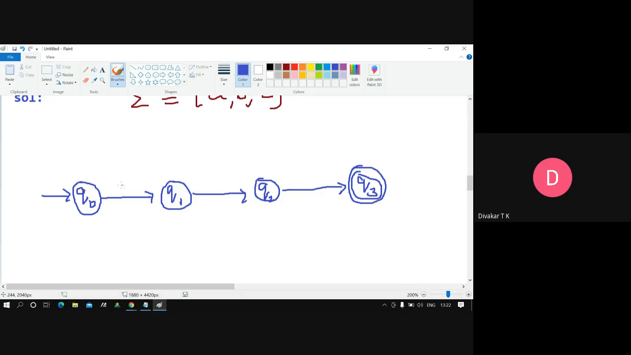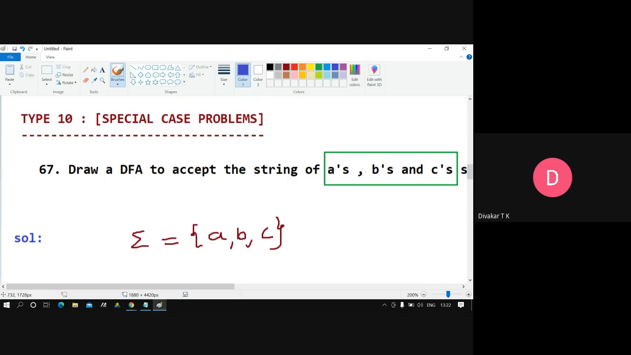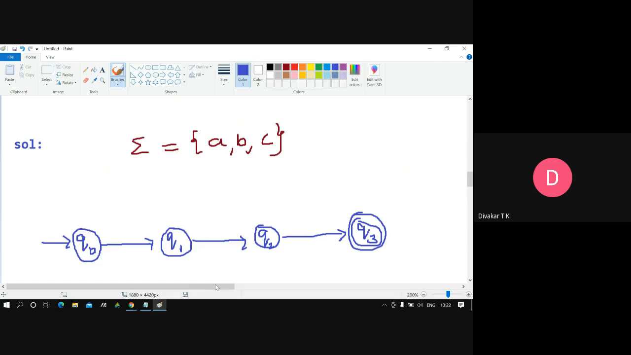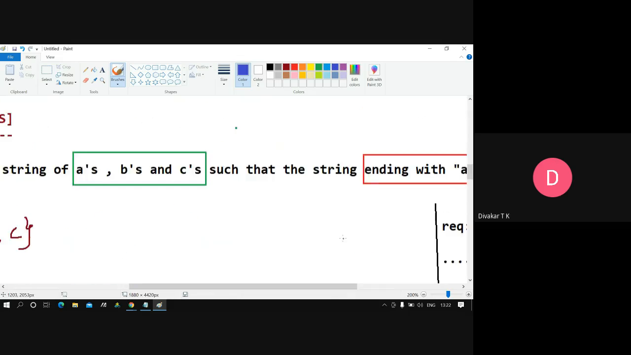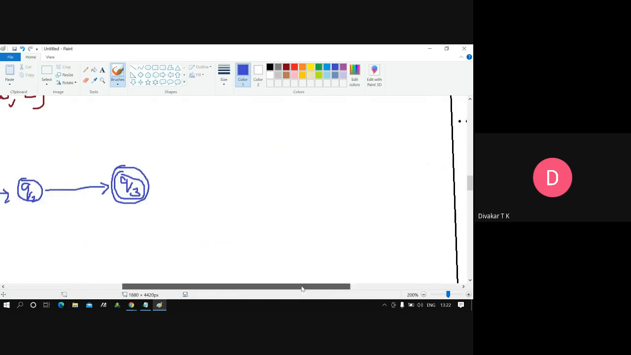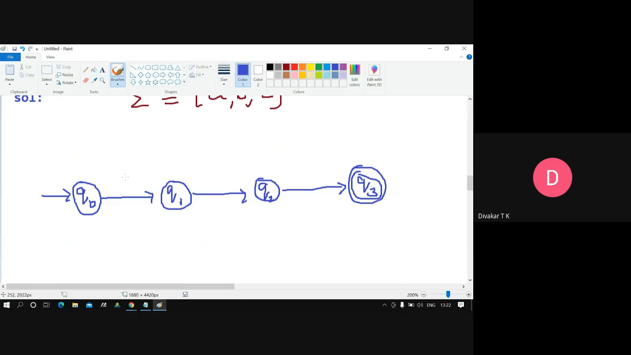So here from Q0, because it says ending with ABC. I told that 100 times: ending, starting, anything it may be. If they're given, you are supposed to write A, B, C. Whatever the required string they have given, straight away you write it, start it and end it. So now ABC is done.